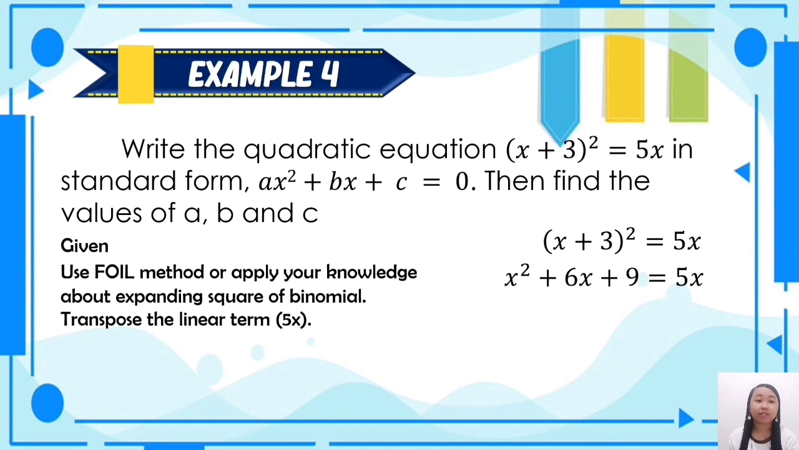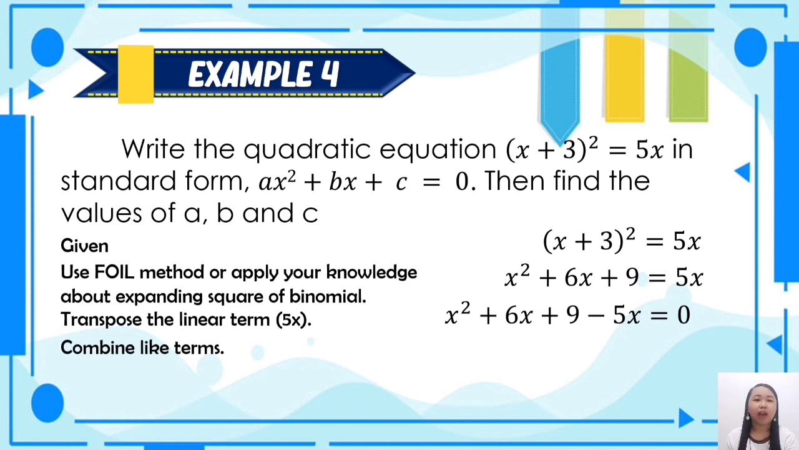And 5x is the linear term. So it will become x squared plus 6x plus 9 minus 5x equals 0. And we still need to combine like terms. So 6x minus 5x, the linear term will be x, correct? So we have x squared plus x plus 9 equals 0.